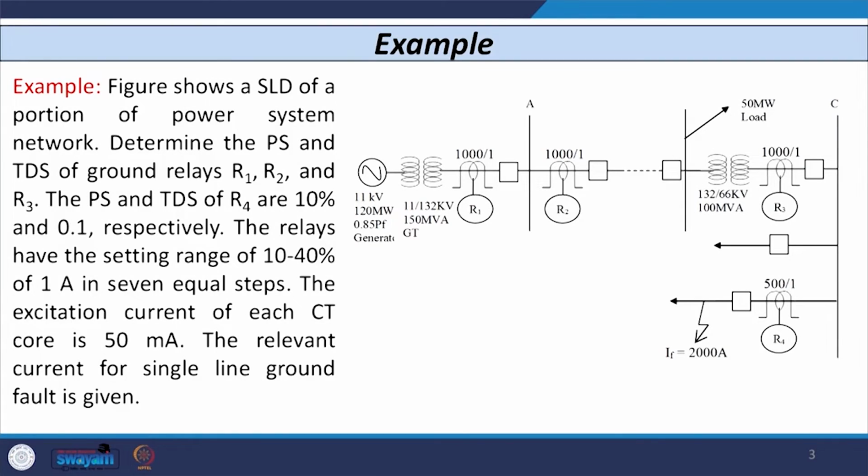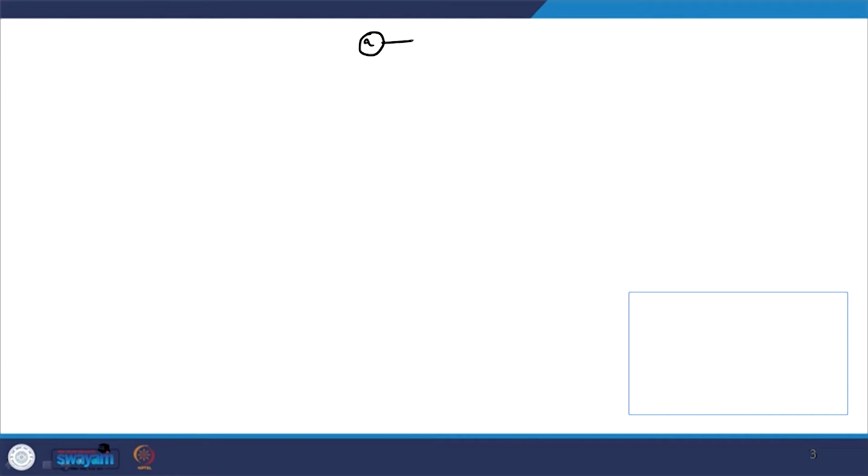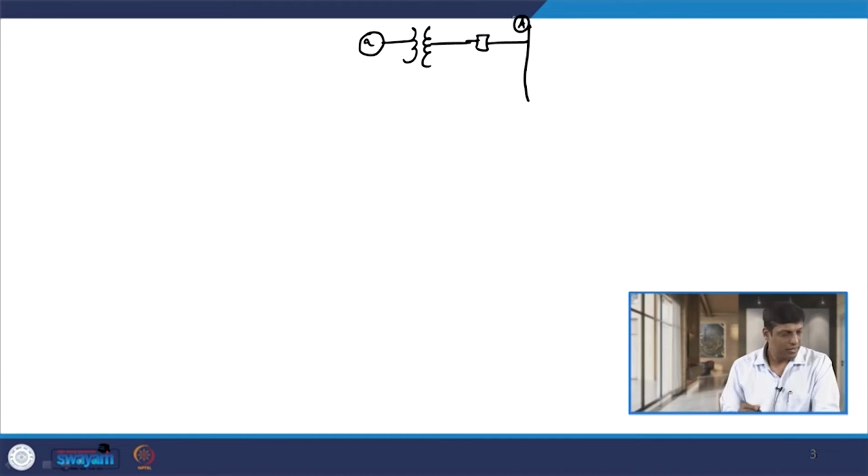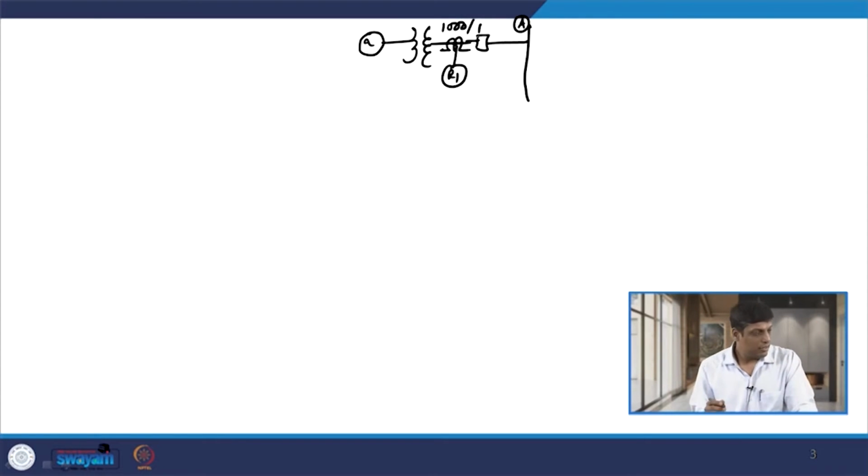First, let us just draw the circuit. Here we have the generator, then the transformer, then the breaker, and then the bus, that is bus A. Now, the relay connected here is R1, and its CT ratio is given as 1000 by 1. The other relay is also connected here.